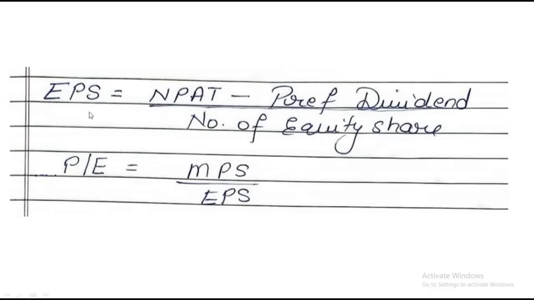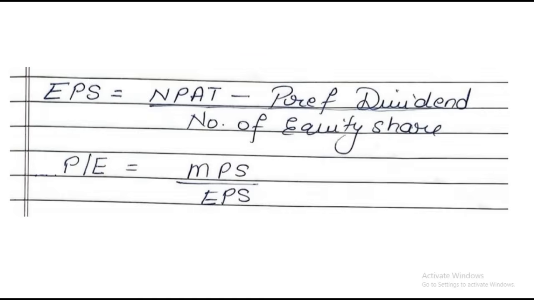The very first thing is the formula of EPS. Earning per share will be net profit after tax minus preference dividend upon number of equity shares. And second, price earning ratio will be equal to MPS, that is market price per share, upon earning per share. These are the two important formulas you first need to note down.